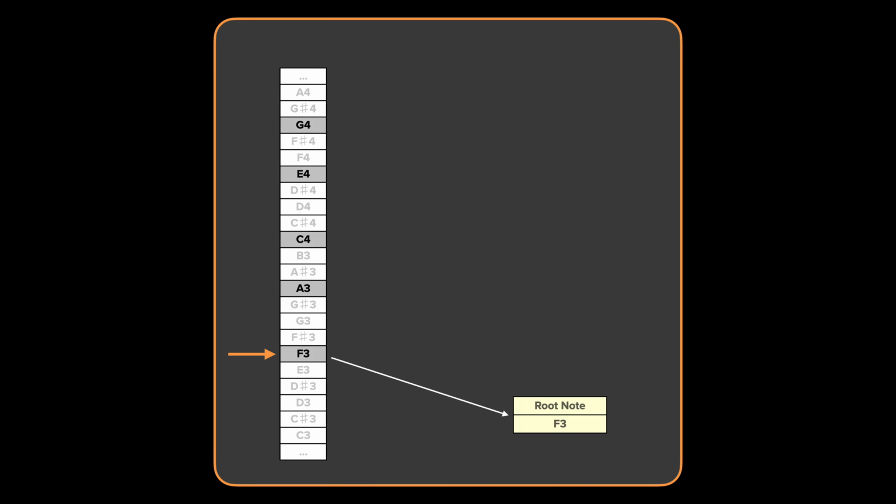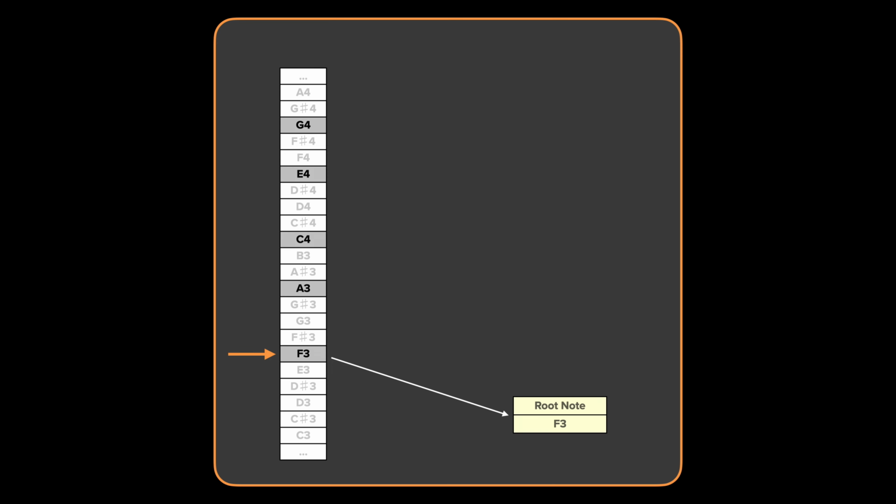Harmonize has no concept of chord inversions. It doesn't do any kind of sophisticated analysis to identify the type of chord and pick the root note from that. It simply finds the lowest active note and calls that the root. With this harmony, the lowest note, the root note, is F3.